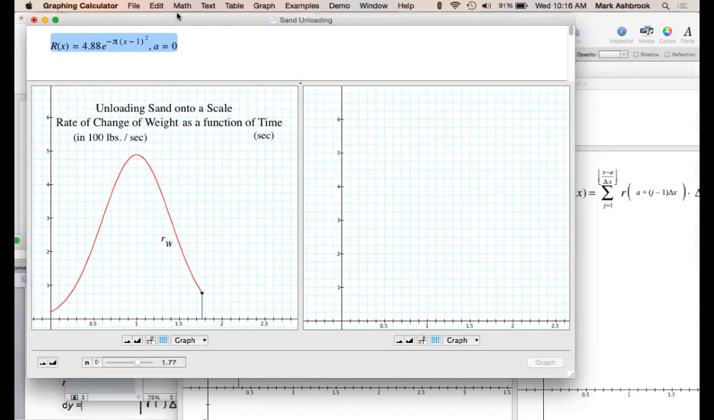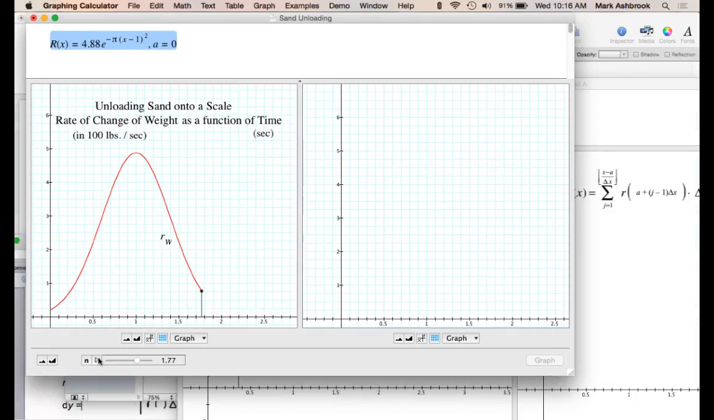Okay. So I've got this scenario here. I'm unloading. I've got a truck, and there's a bunch of sand on the bed. And so then at time equals 0, the bed is going to start raising up, and this graph is showing, as seconds go by on the x-axis, the rate of change of the weight of sand on the scale after it falls off the truck as a function of time. So what kind of function is this? R of W. What kind of function is this?